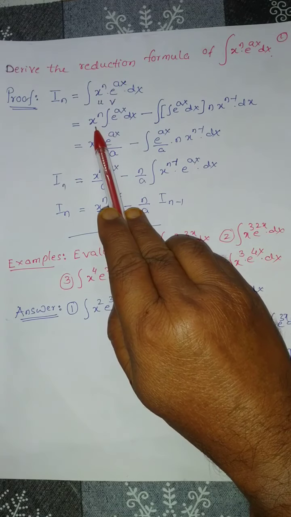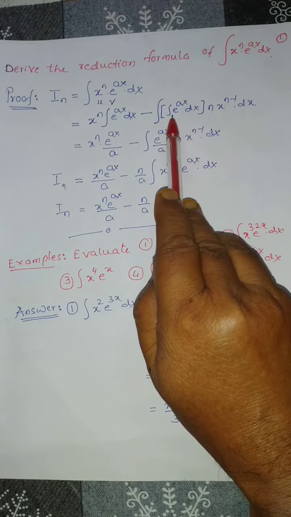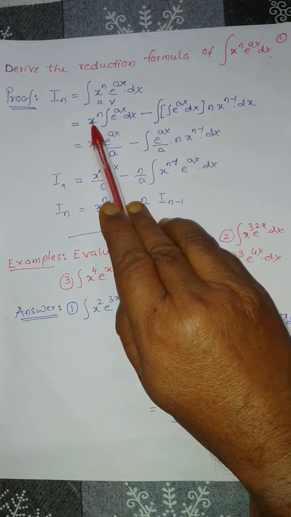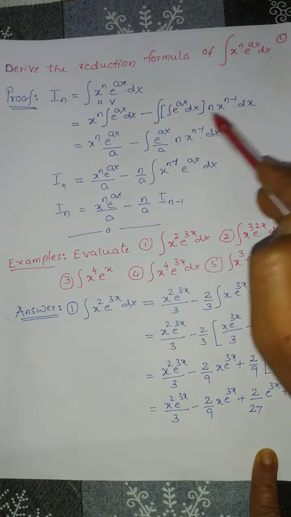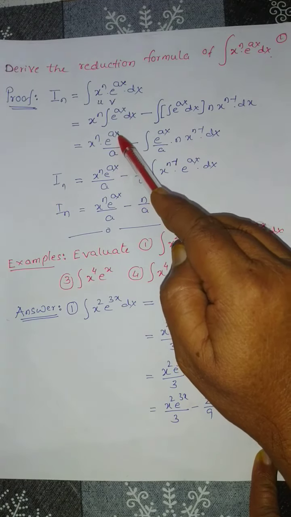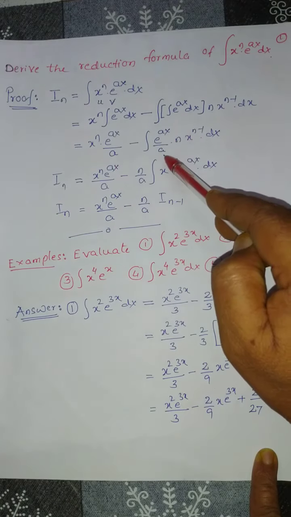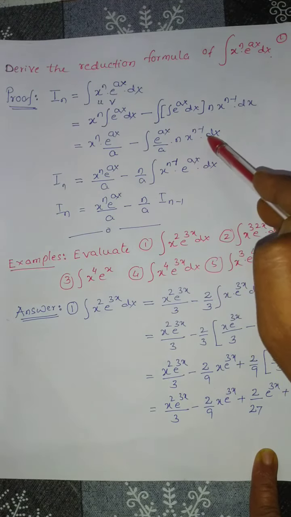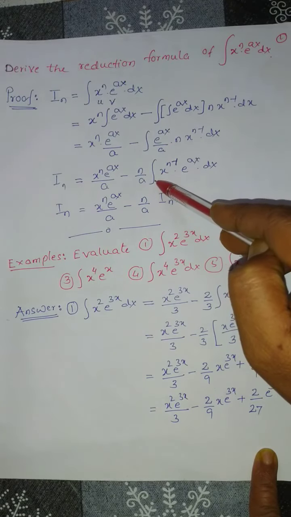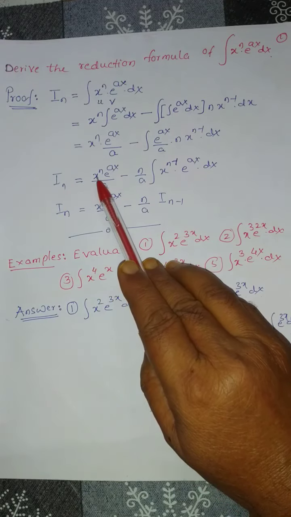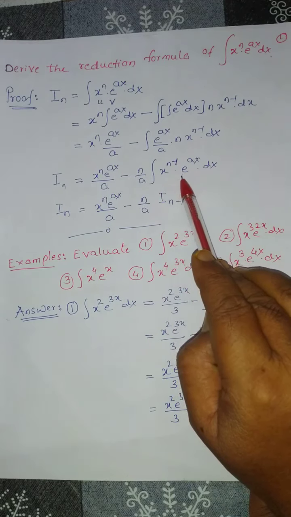So x raised to n constant, integration of e raised to ax, minus under integration bracket, integration e raised to ax dx into differentiation of x raised to n, which is n x raised to n minus 1 dx. So e raised to ax integration is e raised to ax divided by a, minus again this integration, e raised to ax upon a, n x raised to n minus 1 dx. So here n by a is a constant term, take it outside the integration sign. So I_n equal to x raised to n e raised to ax divided by a, minus n by a, integral of x raised to n minus 1 e raised to ax.